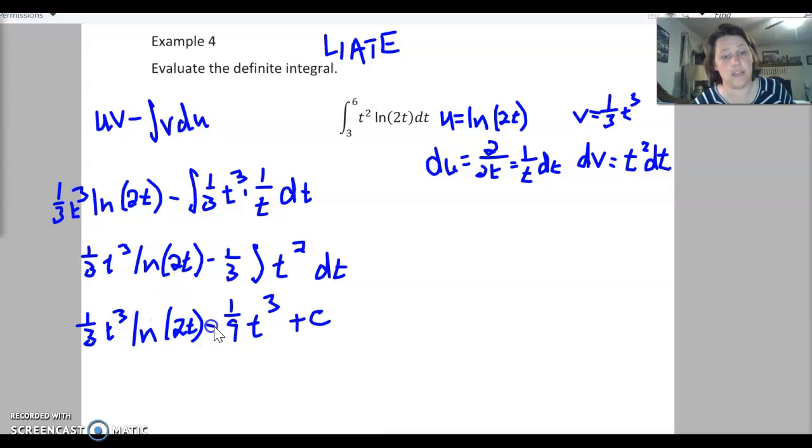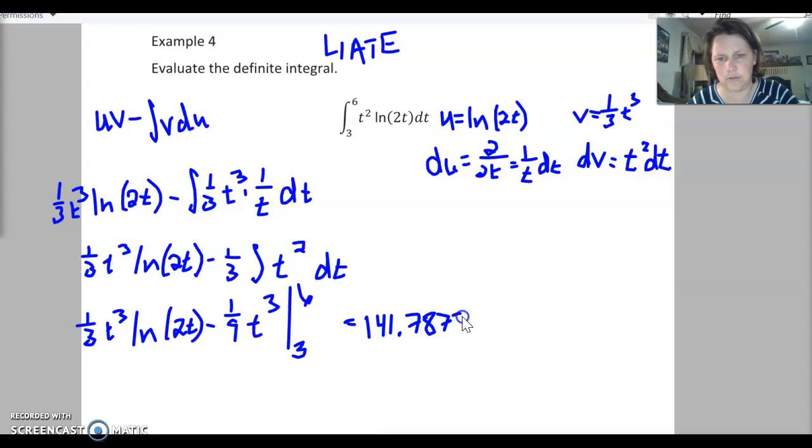Oh wait, no, we've got to end where this one is evaluating. Sorry, so we don't need to put in the c, because we're going to evaluate instead, from 3 to 6. So I'm okay with using a calculator from here. If you get that equation, then I'm happy. You can go ahead and plug that equation in and use your table from there, and I get the answer of 141.7872.